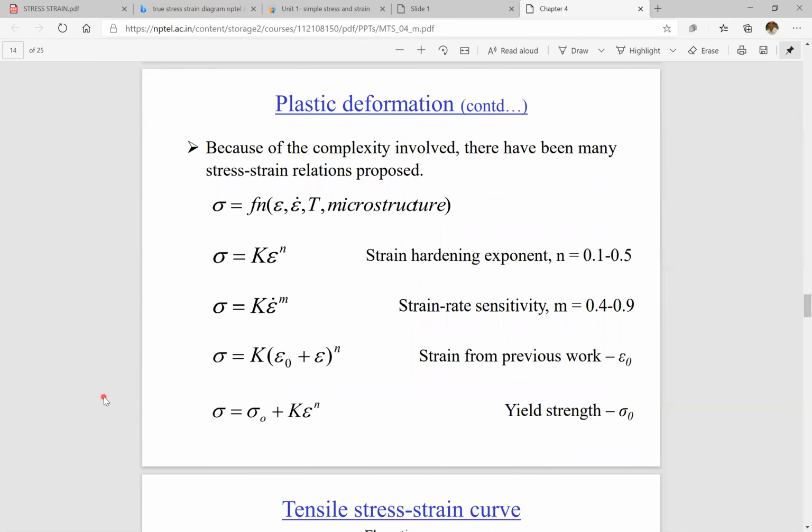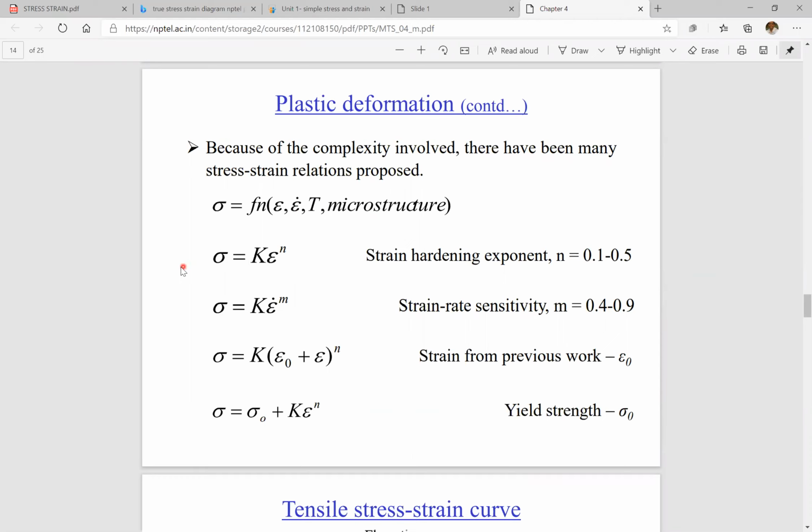Because of the complexity involved, we have a stress strain relationship imposed here. What is that? Sigma is a function of epsilon, epsilon dot, temperature and microstructure. Epsilon is the strain hardening, epsilon dot is the rate of strain, T is the temperature, and then the microstructure.